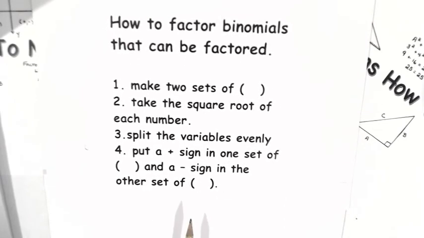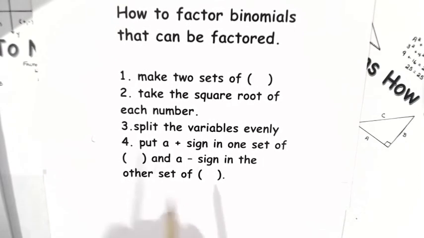What are you going to put inside those parentheses? You're going to take the square root of each number, each coefficient. That was a perfect square. You're going to take the square root of it and put that inside the parentheses. This is the reason that variables have to be even. You're going to split up those variables evenly to those two sets of parentheses.